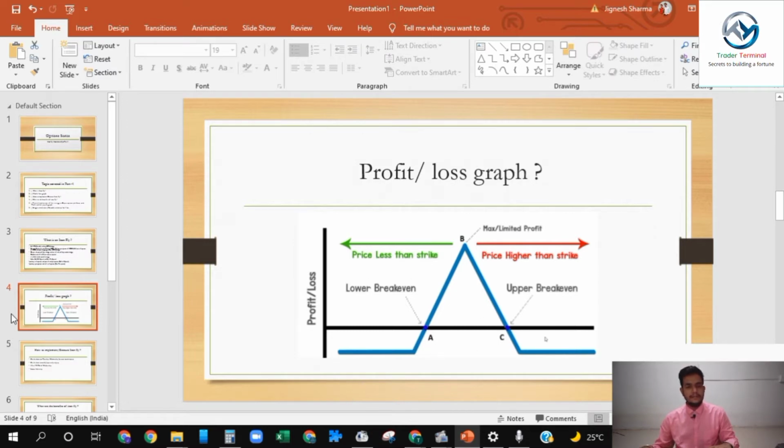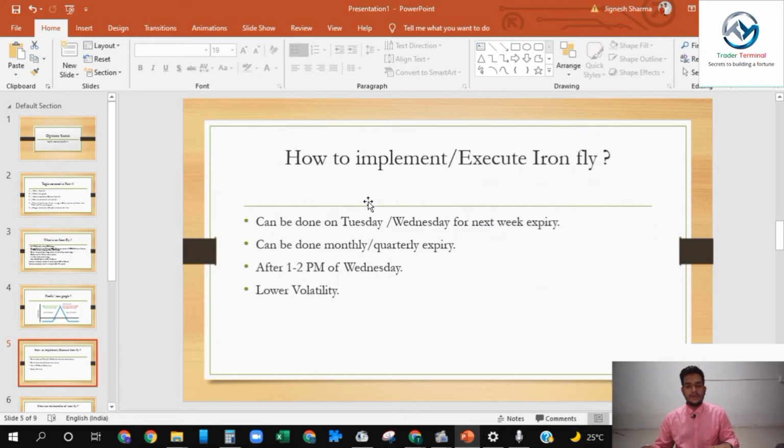All right, how to implement and execute iron fly? It can be done on Tuesday, Wednesday for next week expiry. It can be done for monthly and quarterly expiry. Generally, what I do is, after 1 or 2 p.m. on Wednesday, I do this strategy. When there is lower volatility in the market, then I do this strategy. All right.